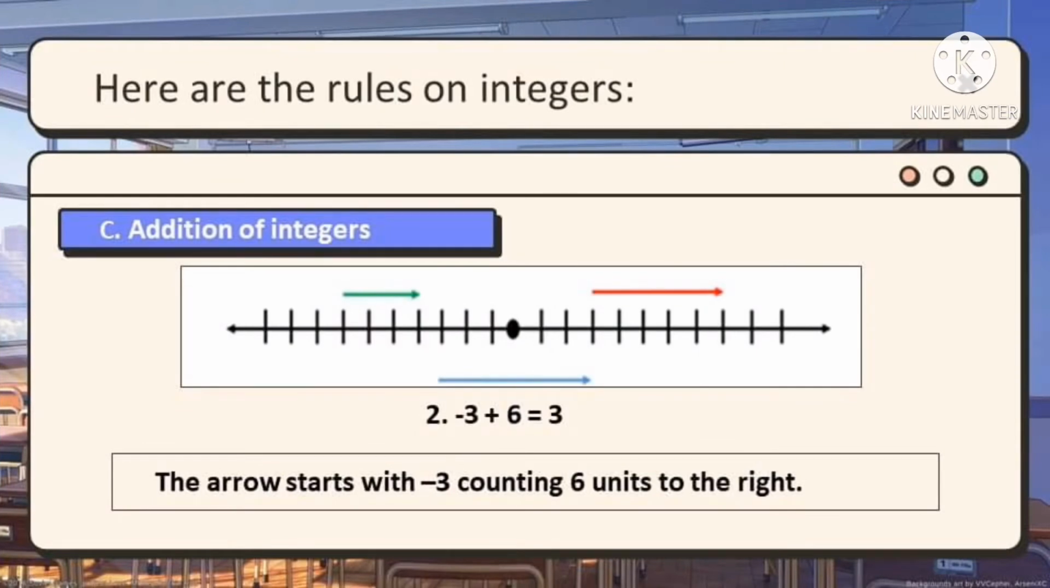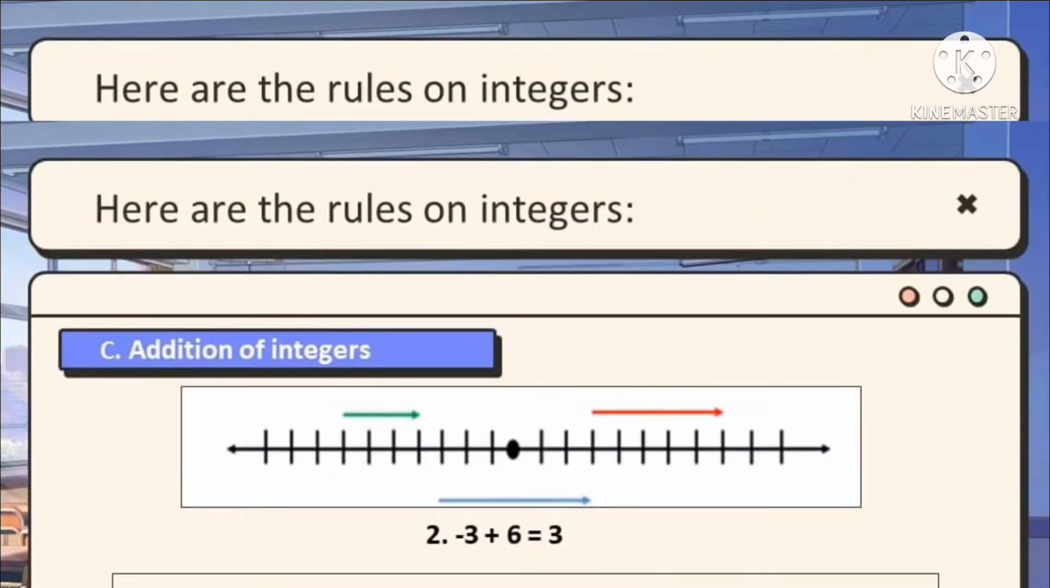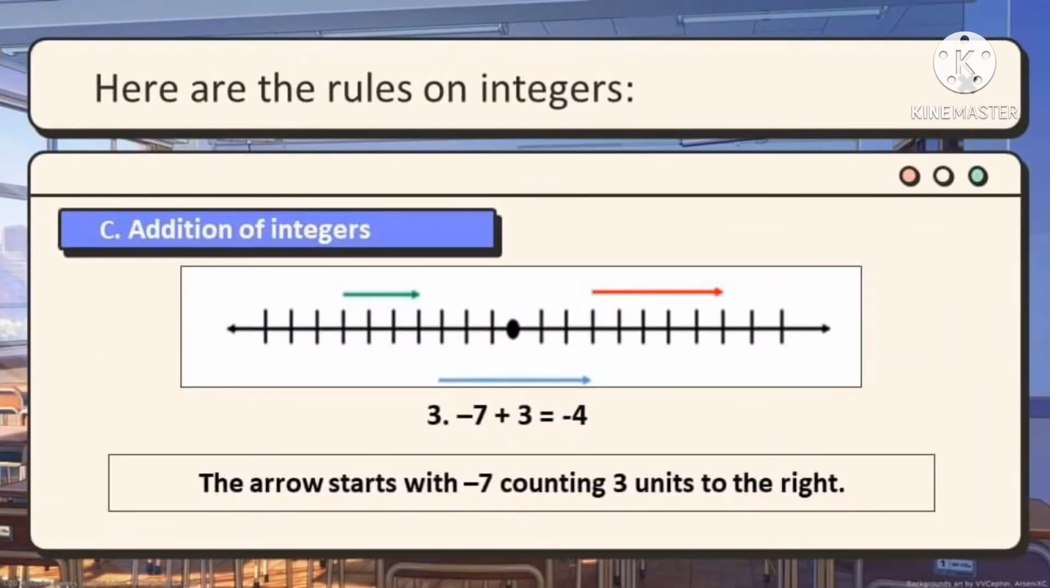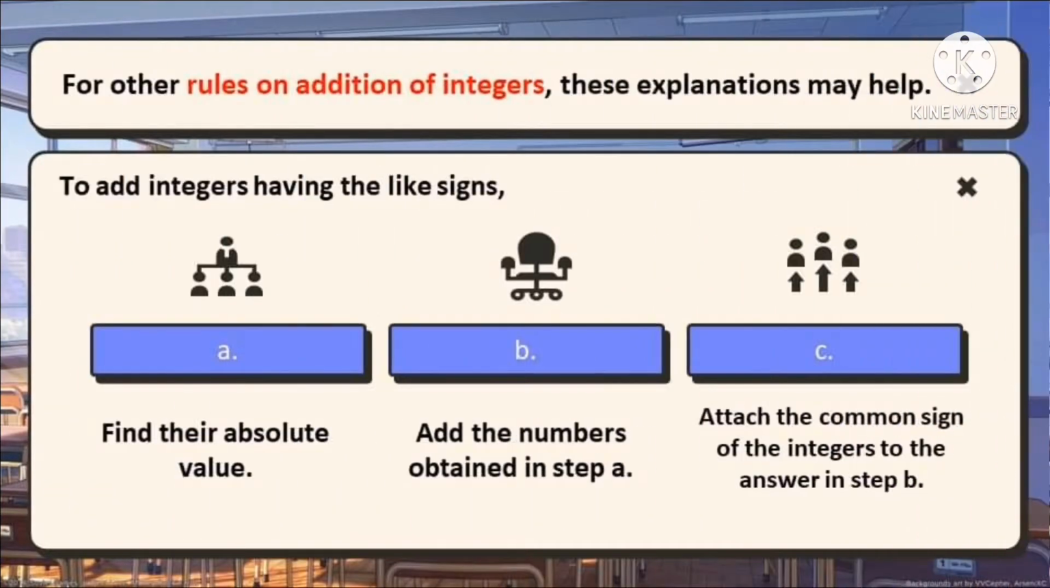Example number 2, negative 3 plus positive 6 equals positive 3. The arrow starts with negative 3, counting 6 units to the right. Example number 3, negative 7 plus positive 3 equals negative 4. The arrow starts with negative 7, counting 3 units to the right.